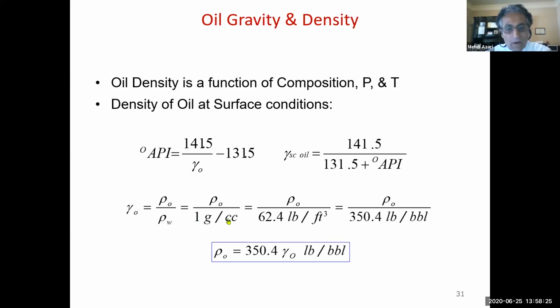So if water is 1 gram per cc, or 62.4 pounds per cubic foot, or 350 pounds per barrel, these are different ways that you can show it. And so rho of the oil, the density of the oil, is going to be 350 gamma oil, and the unit is going to be pounds per barrel for 1 barrel.